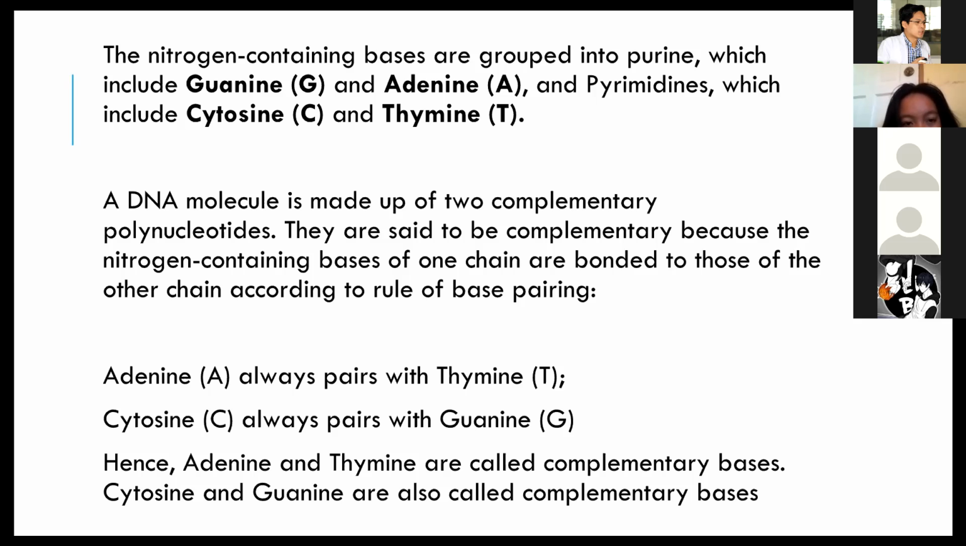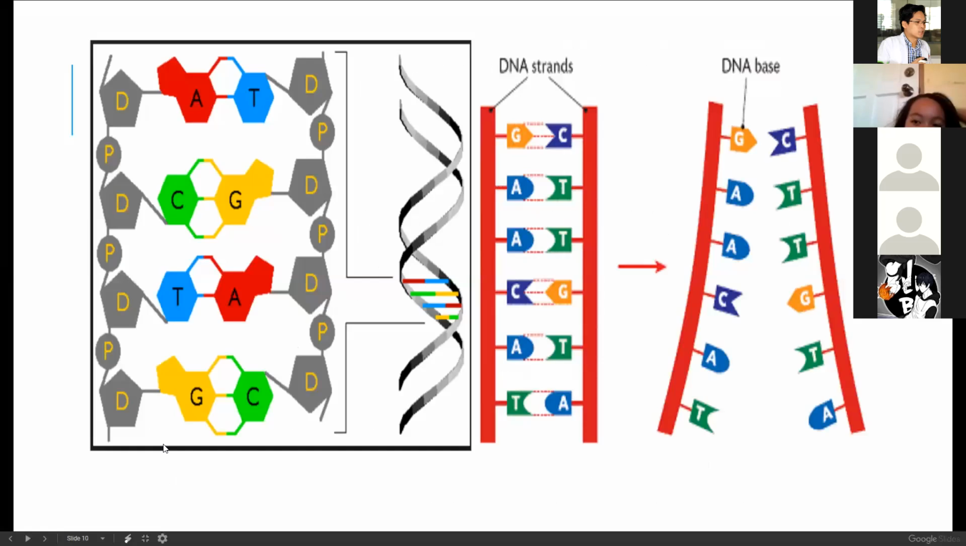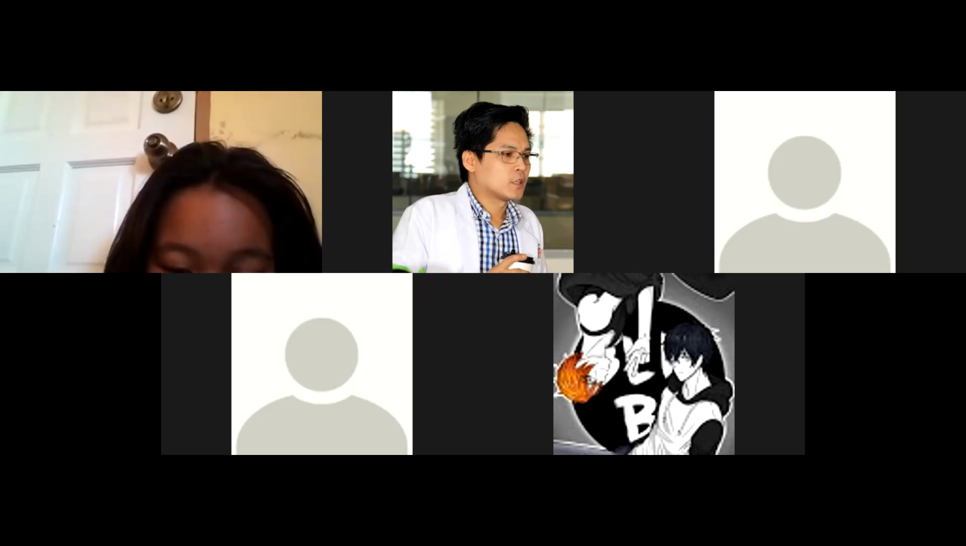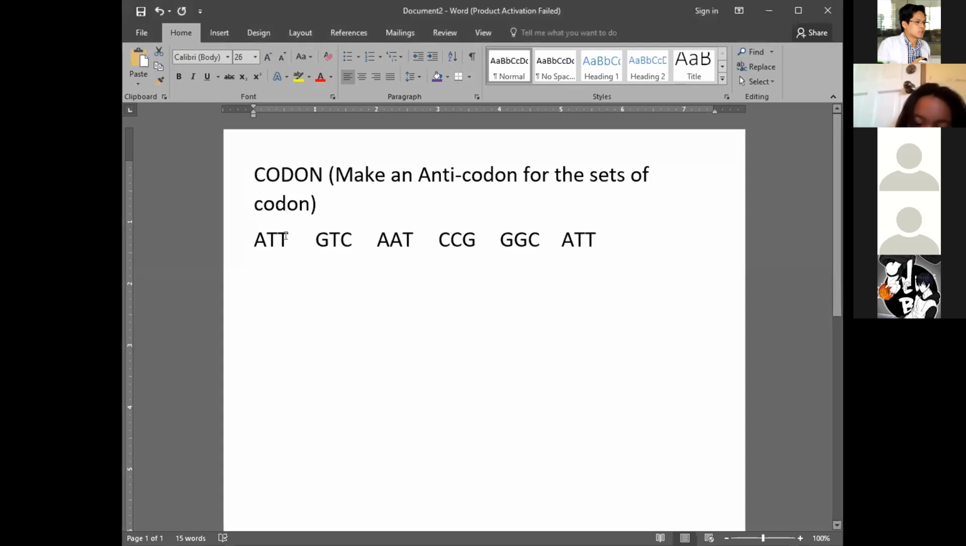This is in the DNA sequence. Could you still remember this one? Okay. So this is now your codons. Codons are usually grouped in threes, or a trio. So let's go back to the question.